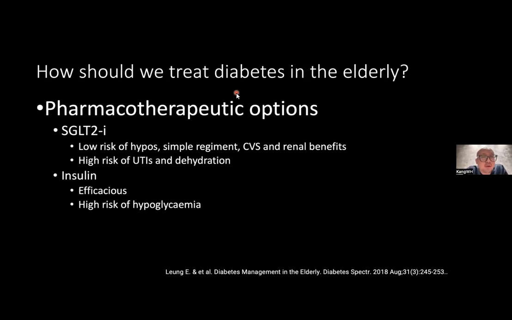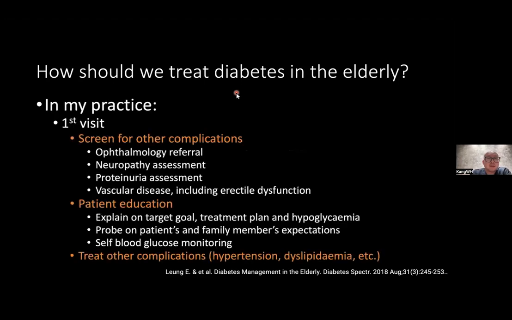And finally, we have insulin, which is of course very, very efficacious. But then again, high risk of hypoglycemia, there's needle phobia, and then the problem of administering it. Okay, because elderlies, they cannot read well, they have problems with their motor skills, they cannot inject, so it's difficult for them. Okay, so back to my practice.